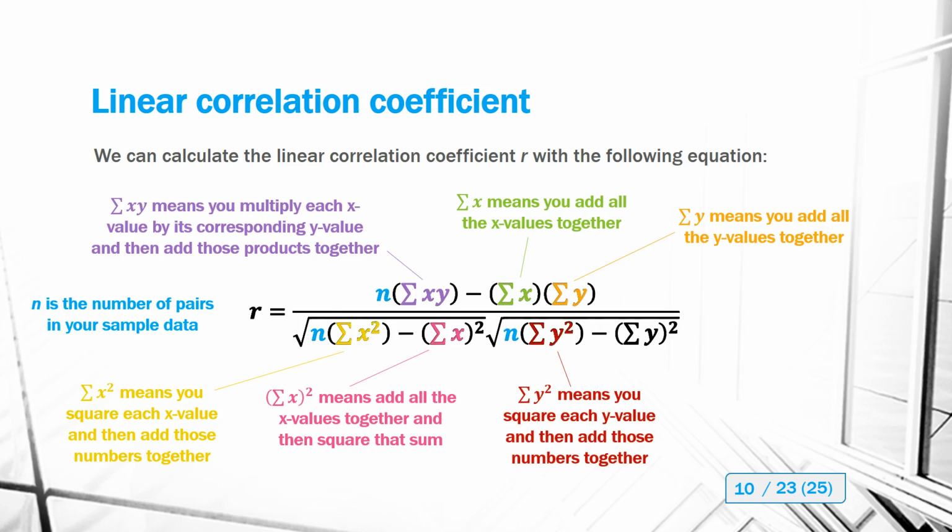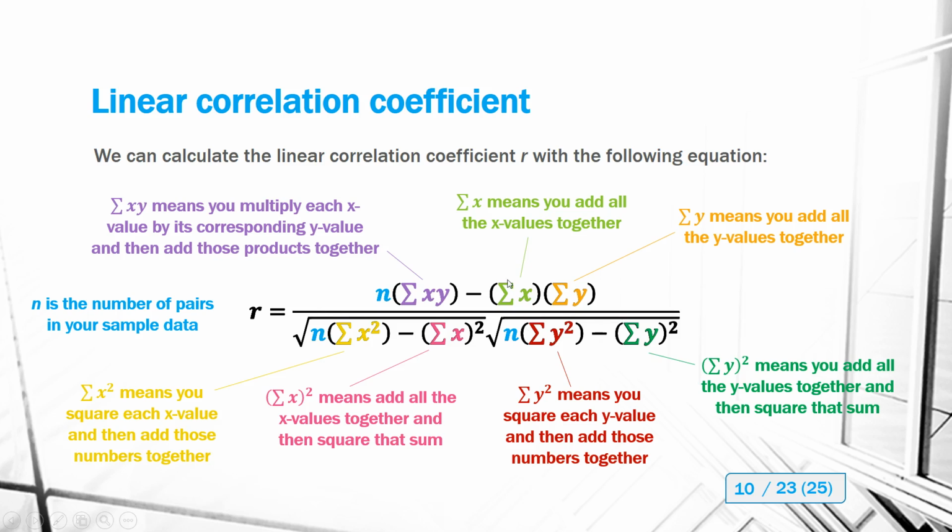Then we have sigma y squared, which similarly to its x complement, means that you square each y value and then add those numbers together. And then there's sigma y quantity squared, taking all the y values, adding them together, and then squaring that quantity. So sigma y quantity squared is the more appropriate way to say this.